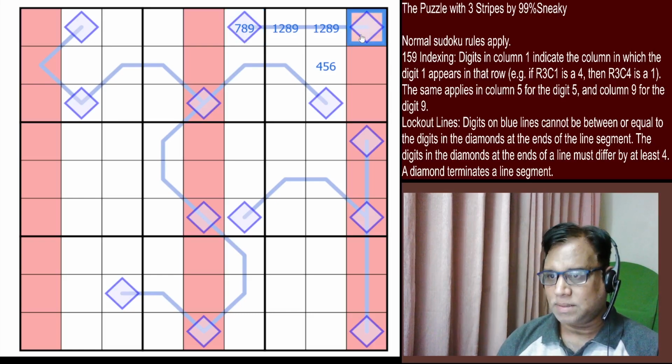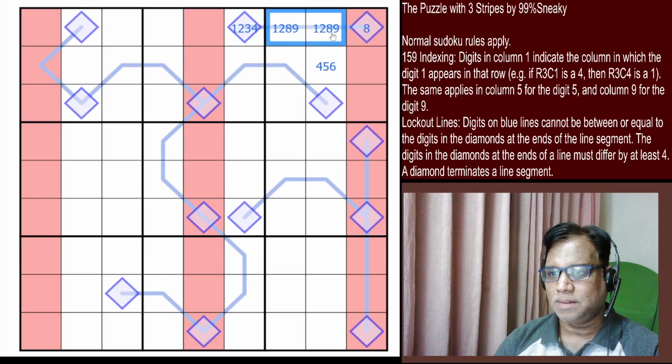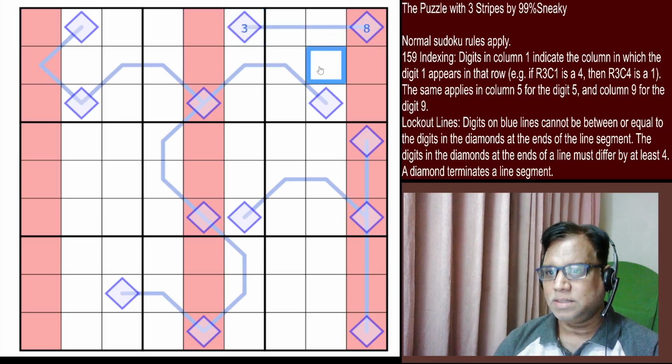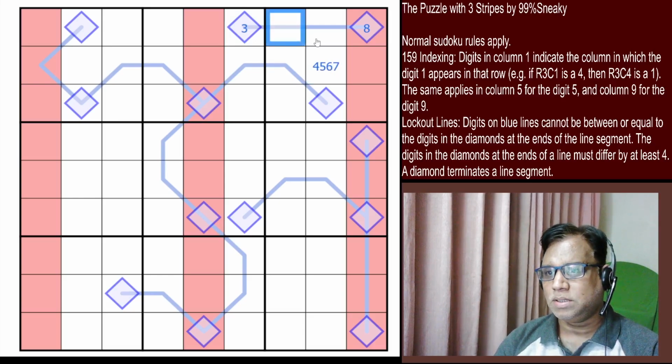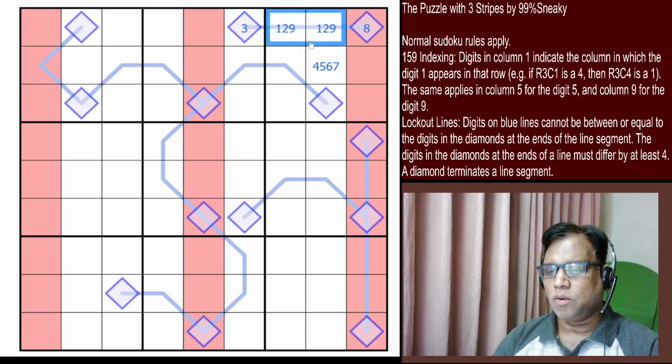Let's take another example. If that is 8, then this could be 1, 2, 3 or 4. It cannot be anything else. And let's take one more example, let's say 3. Then the digits here cannot be 4, 5, 6, 7 because these 4 digits lie within this range. So these digits should be 1, 2 and 9, because these are the digits which are beyond this range.